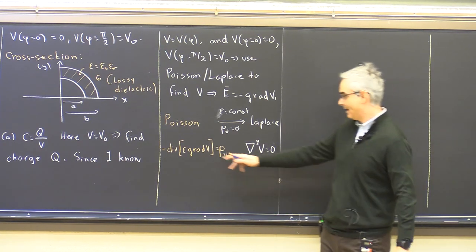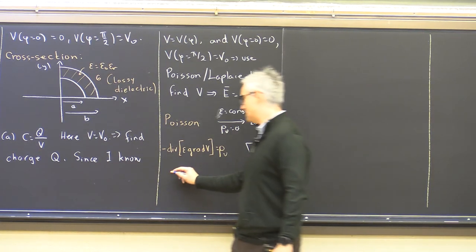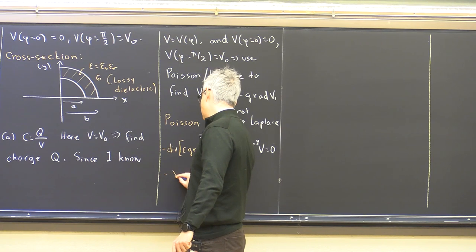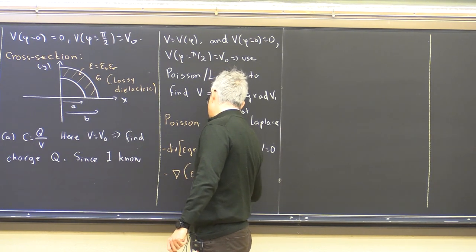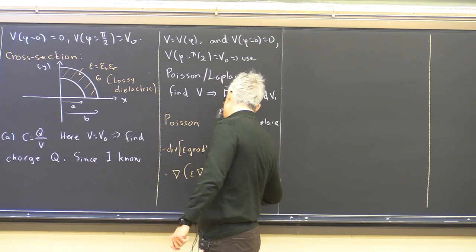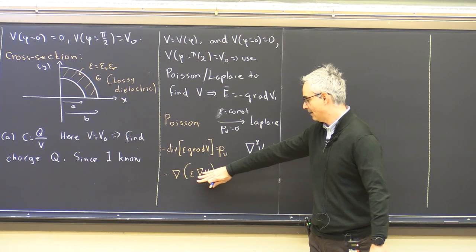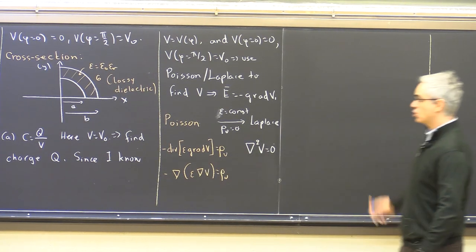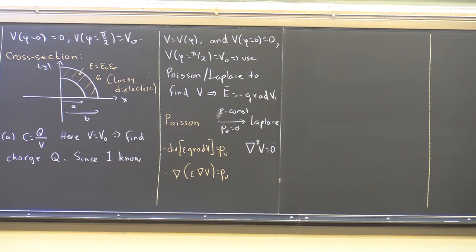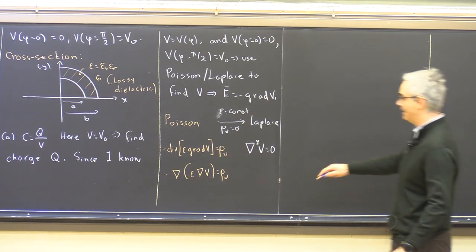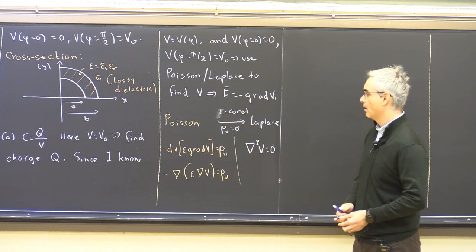This is in the eighth sheet. You will see it there as minus epsilon Laplacian of V equals rho sub V. So when rho sub V is zero, you have only the left part. When epsilon is constant, the epsilon drops out, and you have just the Laplacian applied directly to V.